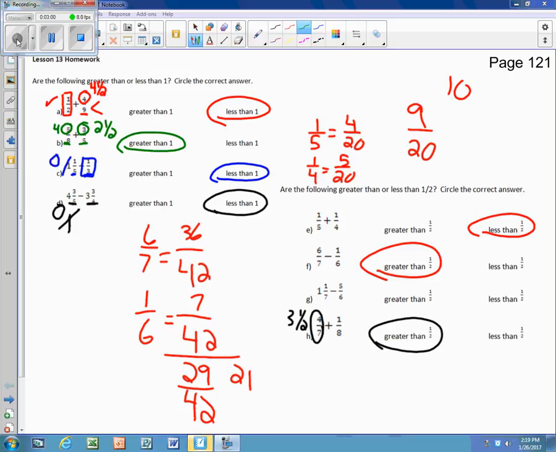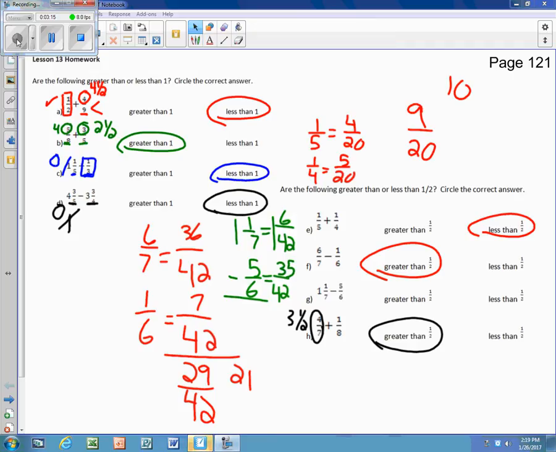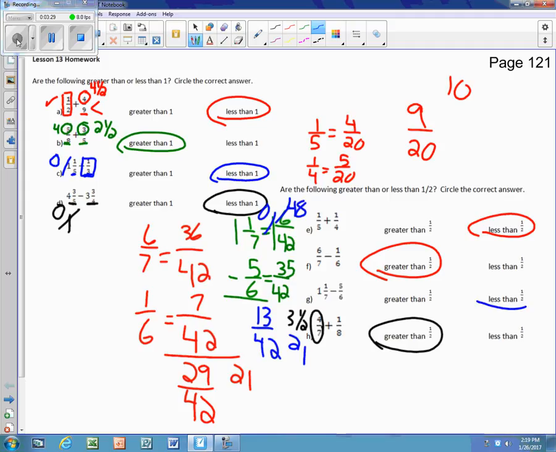And the next one was 1 1/7 minus 5/6. And when we do this, we end up with this. And we have to borrow. So when we borrow, this becomes a 0, this becomes 48. And 48 minus 35 is 13/42. So then we ask ourselves, what's half of 42, which would be 21, so that's less than a half.